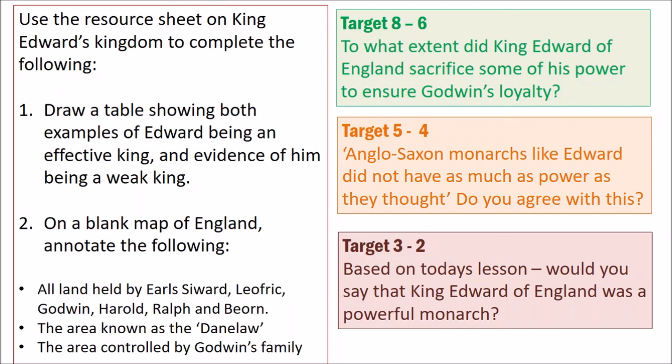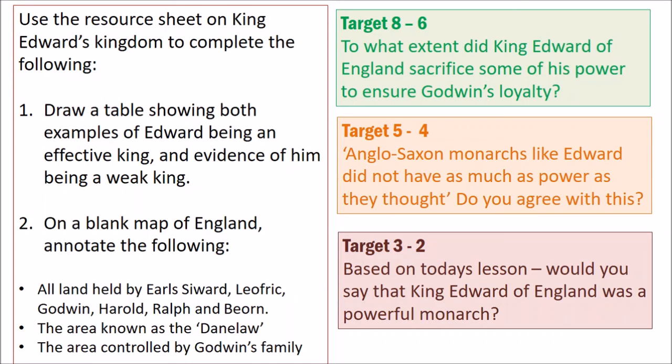So he had to get Godwin on side, didn't he, by marrying his daughter and allowing him to keep all his land and titles. But by doing so, he allowed the Godwins and the earls to run the show. Was that a sacrifice that he should have made? Probably. Again, it depends on your opinion, but you can argue it till you're blue in the face.